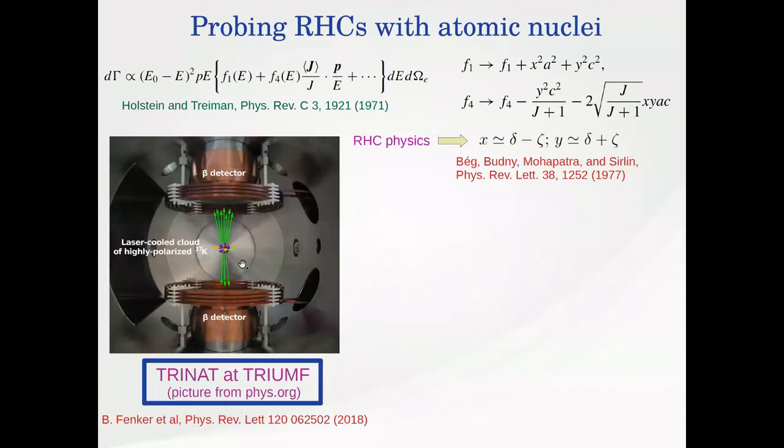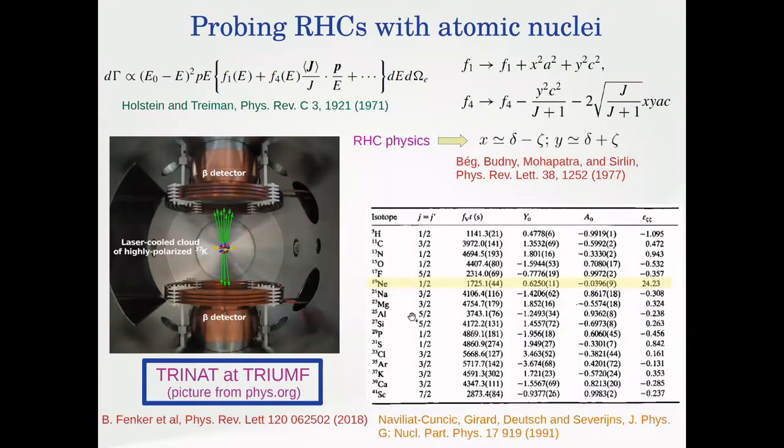This was work done by a group in Belgium, in which they did a whole bunch of calculations to see which nucleus is most sensitive to right-handed currents. So here you can see potassium-37, which has a beta asymmetry parameter of minus 0.5720. But you can see the last column is the sensitivity to right-handed currents.